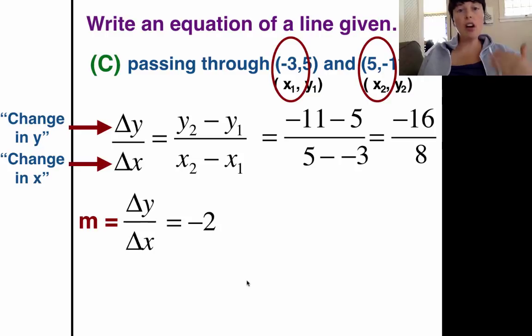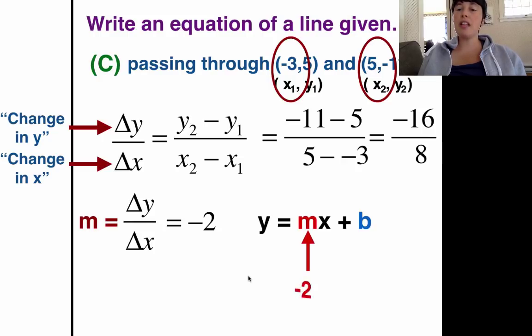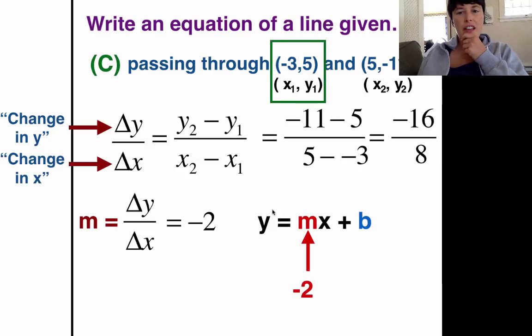Whew, okay, so we did all that work to find our m value. So now we know for y equals mx plus b that it's going to be y equals negative 2x. We still don't know the b value. We don't know the y-intercept. So we still have some more work to do. So here's what I'm going to do to figure that out. I'm going to pick one of my points. You can pick the x1, y1, or you can pick the x2, y2. It actually doesn't matter. Either one's going to work.